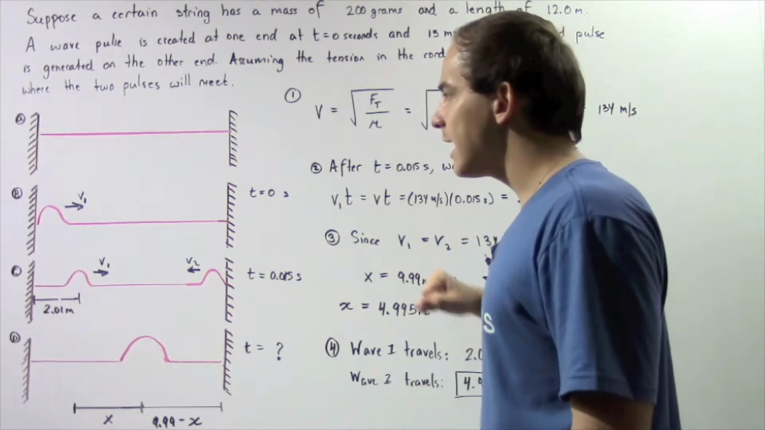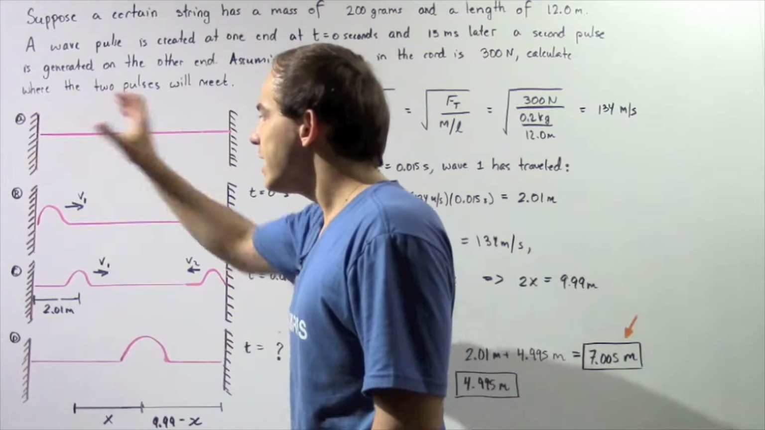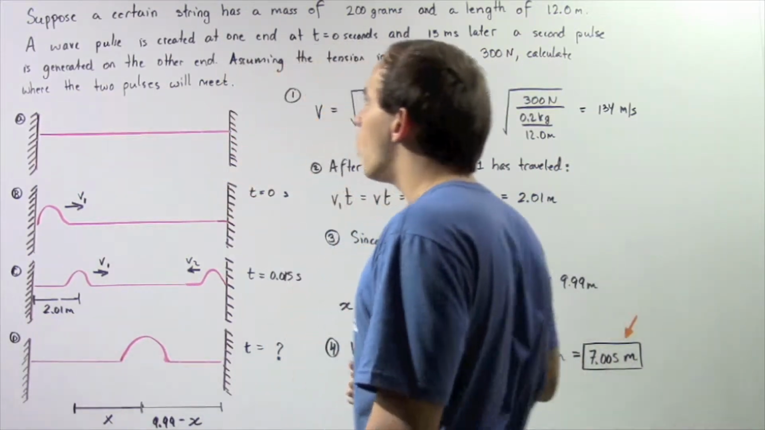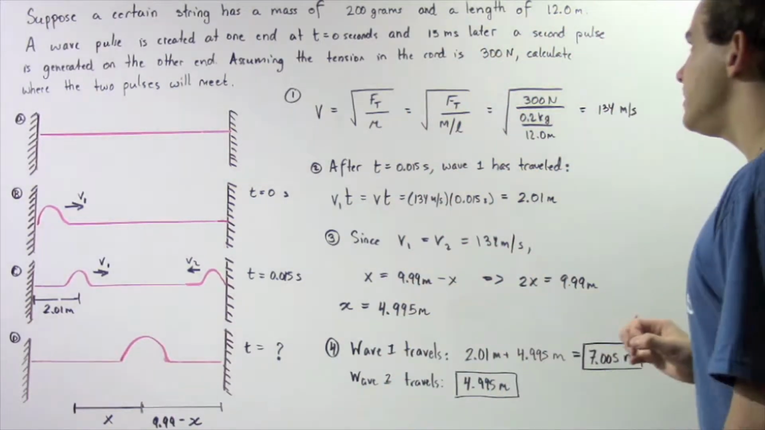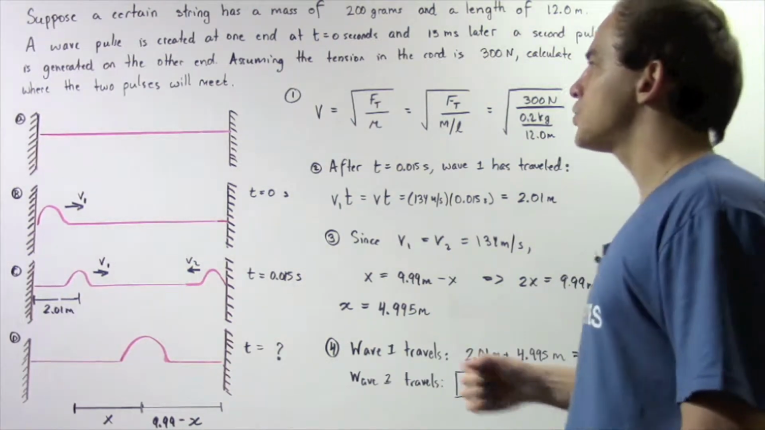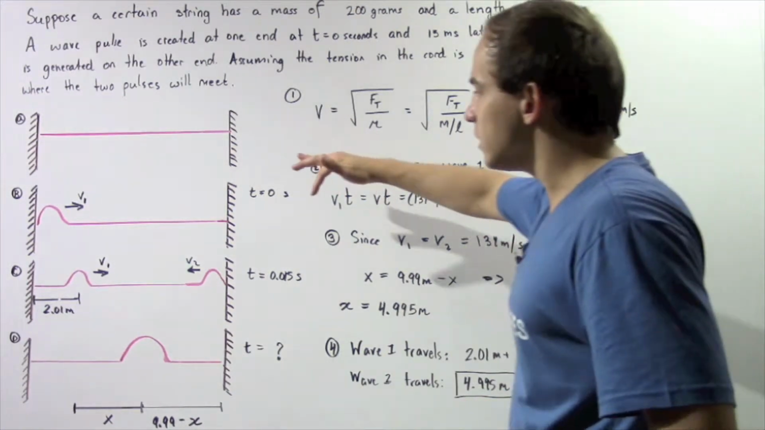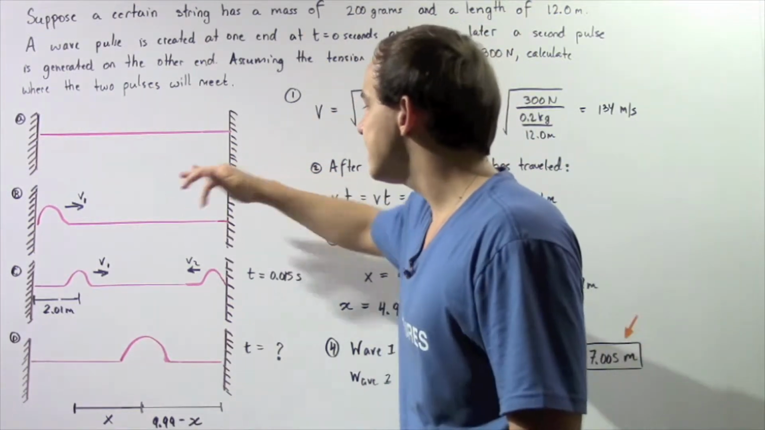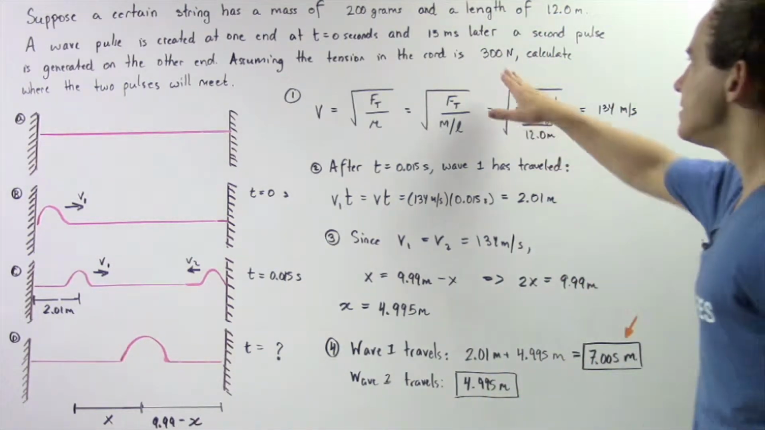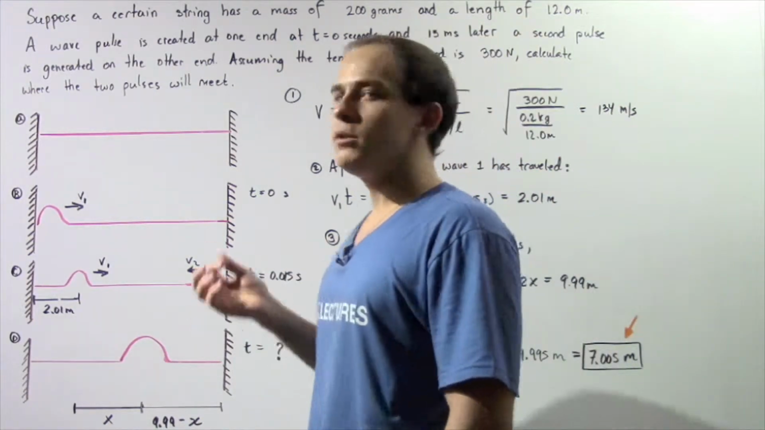So at time equals 0 seconds, we have one wave pulse. Let's call it wave pulse number 1. That's created on the left side. And let's say it has velocity v1. Now, 15 milliseconds after wave 1 begins to travel, a second wave pulse is generated on the other end of our cord. And let's say the velocity of that wave pulse is given by v2. Assuming the tension in the cord is 300 newtons, calculate where the two pulses will meet.